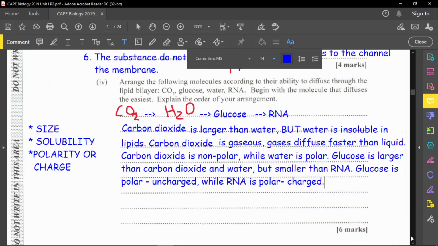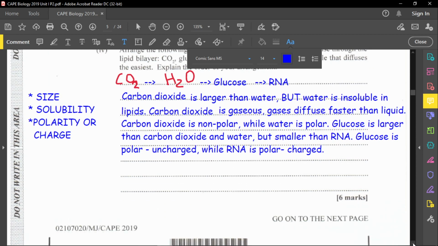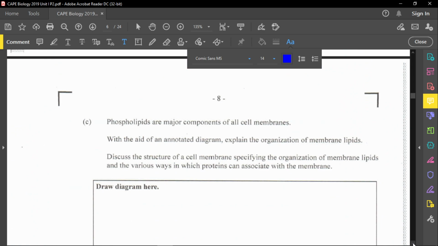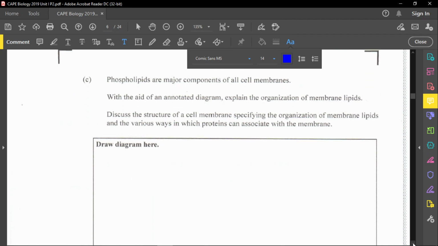All right, so let's jump to the next question to see how fast we could finish with this one. The next part of this question is that phospholipids are major components of all cell membranes. With the aid of an annotated diagram, explain the organization of membrane lipids. Discuss the structure of the cell membrane, specifying the organization of membrane lipids and the various ways in which proteins can associate with the membrane.